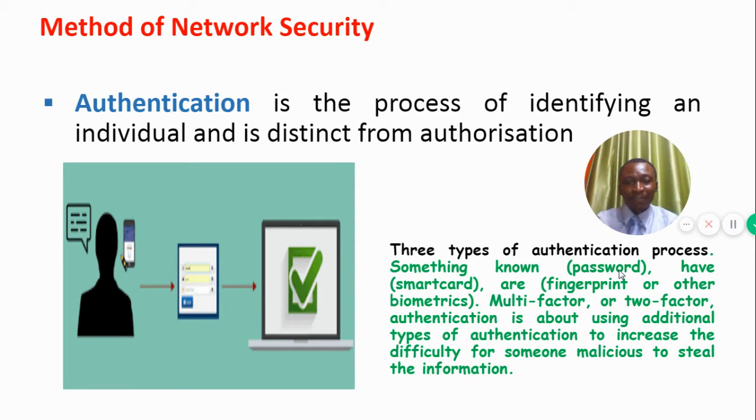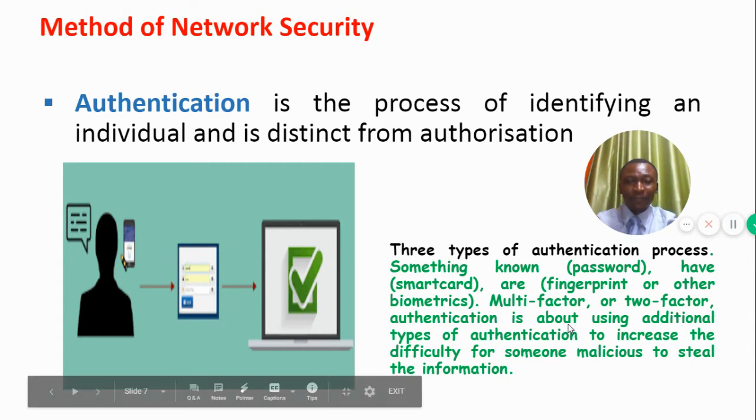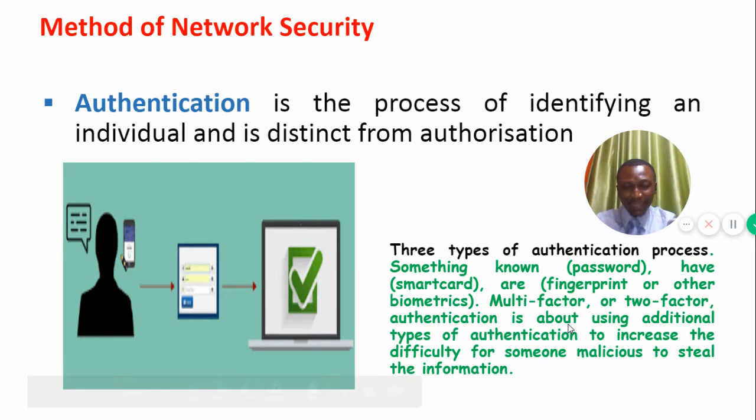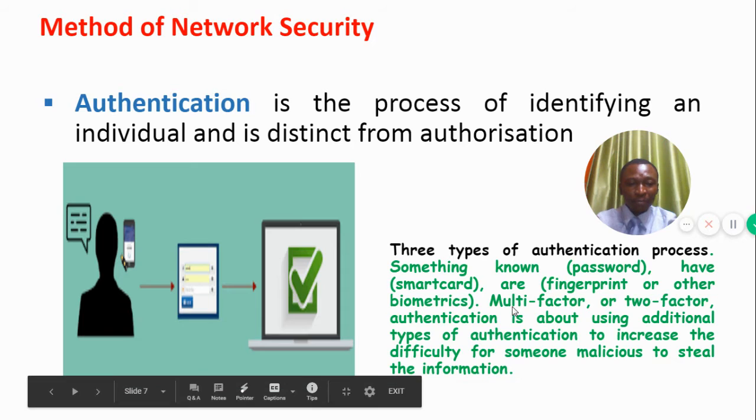There are some houses now that are being equipped with smart cards, or some hotels. Before you could log in, you need to present a card into it, which gives you authentication that this particular person is the authentic person to come into this house. Then also we have the fingerprint. You must have seen some ATM machines that now require your fingerprint as a form of identity, as a form of authentication.